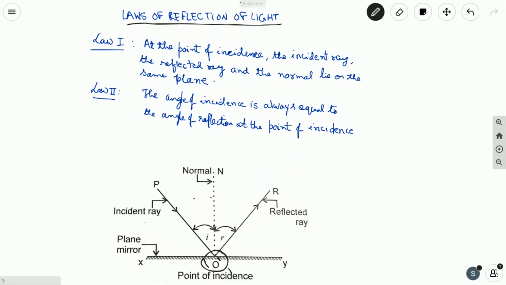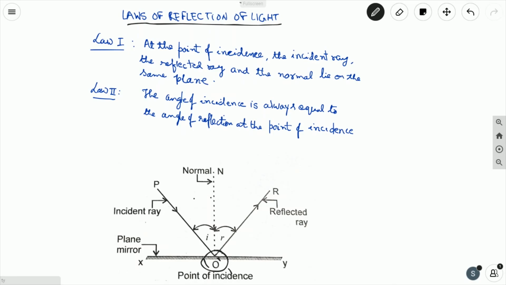The perpendicular drawn at the point of incidence is called the normal. So according to law 1, the incident ray, the reflected ray, and the normal at the point of incidence all lie on the same plane. Here we can see in the figure also, the incident ray, reflected ray, and the normal are lying at the point of incidence, on the same plane. So this is law 1. Very simple to remember: at the point of incidence, the incident ray, the reflected ray, and the normal lie on the same plane.